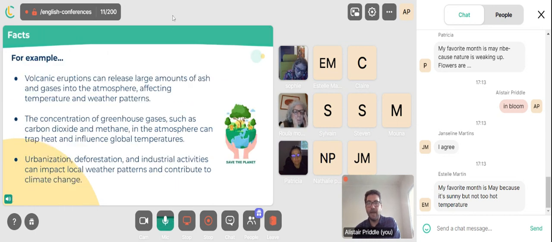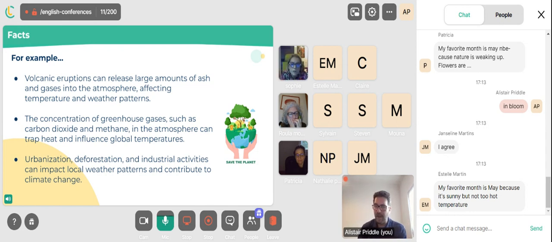Okay, so here are some facts. For example, have a listen to these facts. So, volcanic eruptions can release large amounts of ash and gases into the atmosphere, affecting the temperature and weather patterns. Okay. Another fact, the concentration of greenhouse gases such as carbon dioxide and methane in the atmosphere can trap heat and influence global temperatures. Okay.